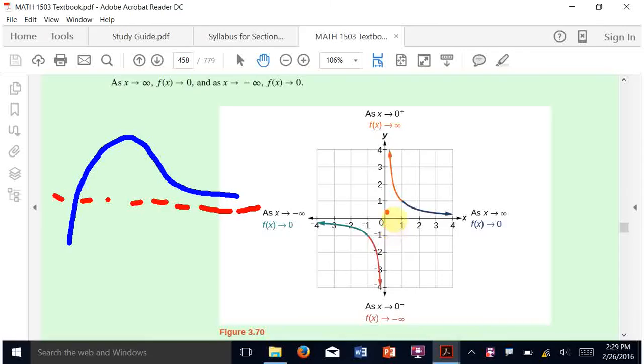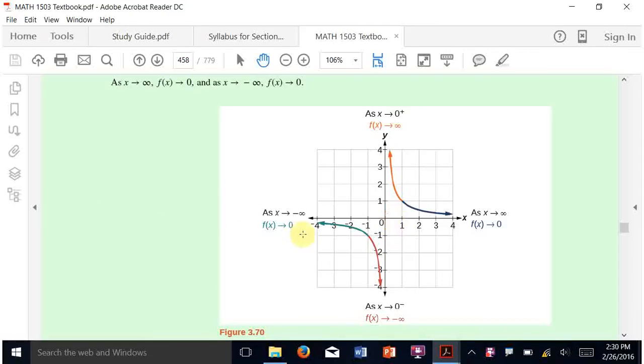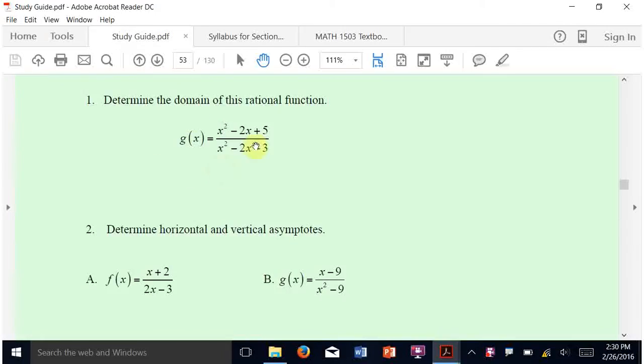Okay, let's look at a problem from the study guide. So this is about determining the domain of this rational function. Well, this relates back to section 1.2, domain and range, and it also ties in with vertical asymptotes. So we're looking where this denominator is undefined. So we set it equal to 0.